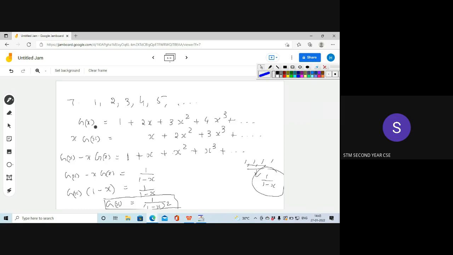So if you can remember all these generating functions, you have to study them by heart so that whenever you get a sequence like this, you can just substitute this formula. Okay, is it clear? Is it clear?